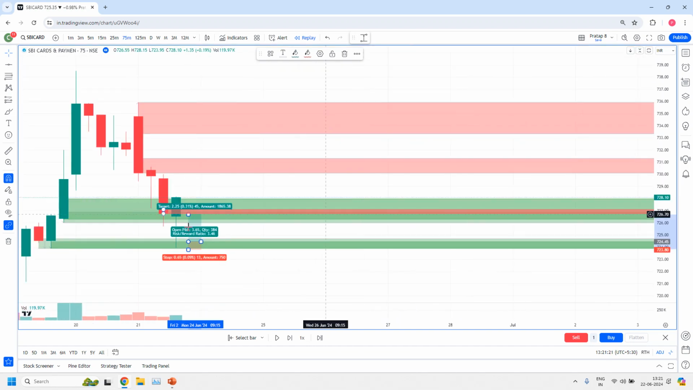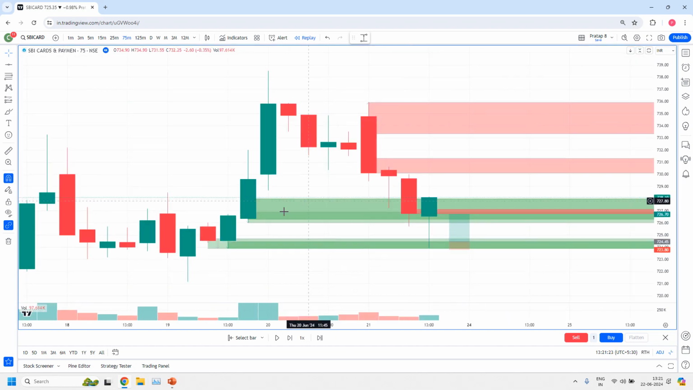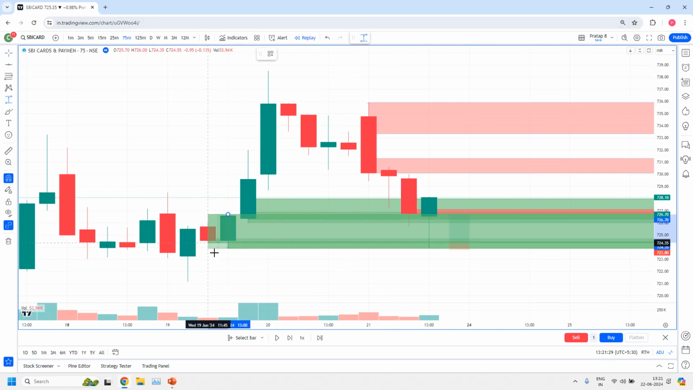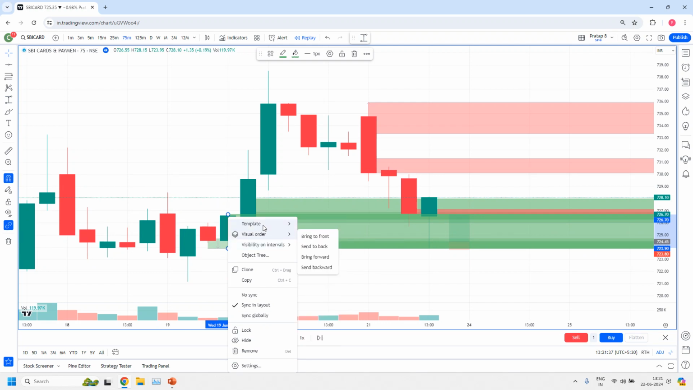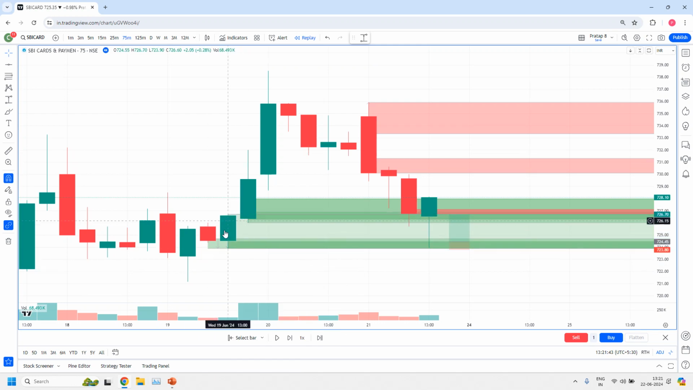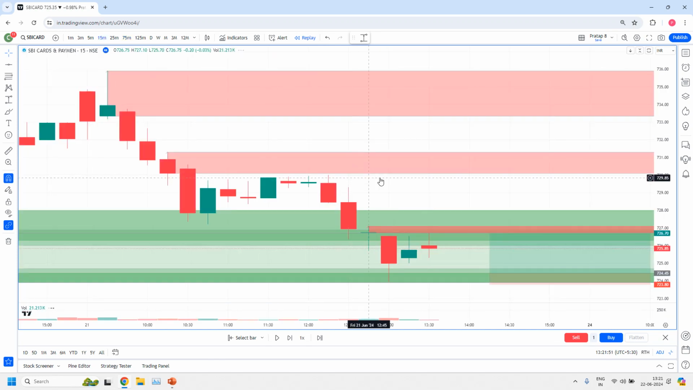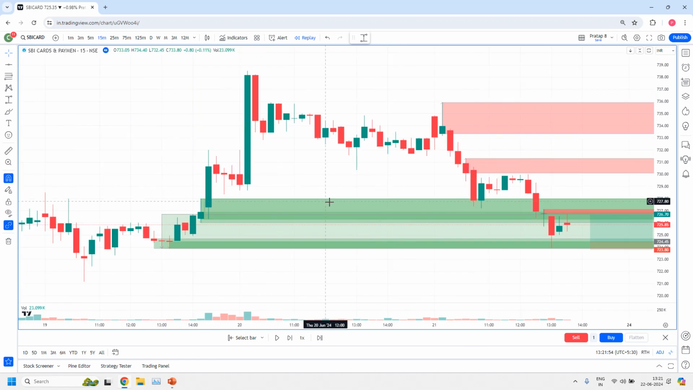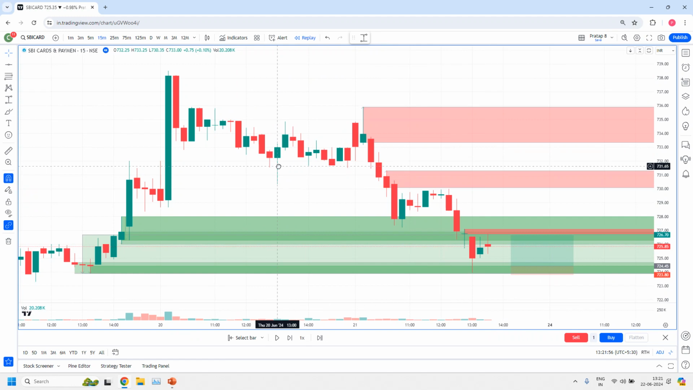Let me go to the 75-minute time frame and draw the zone. Here you have a 75-minute zone: a rally, 2 base candles and a rally. Light color I am giving. So inside the 75 you have a 15-minute zone, inside that you have a 5-minute zone. You have a perfect zone confluence.